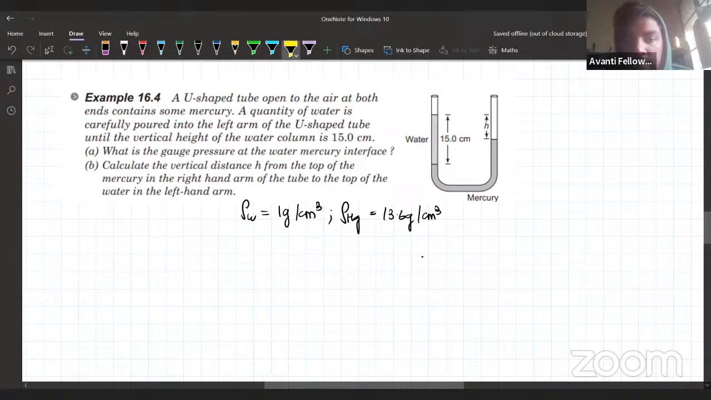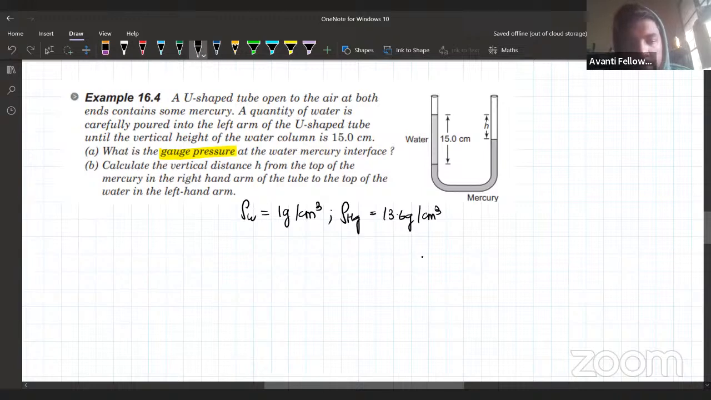What is gauge pressure? I told you in the beginning in the recall time. We saw that gauge pressure just excludes the atmospheric pressure; it is due to the liquid itself. That is called gauge pressure. So let me solve the first part.